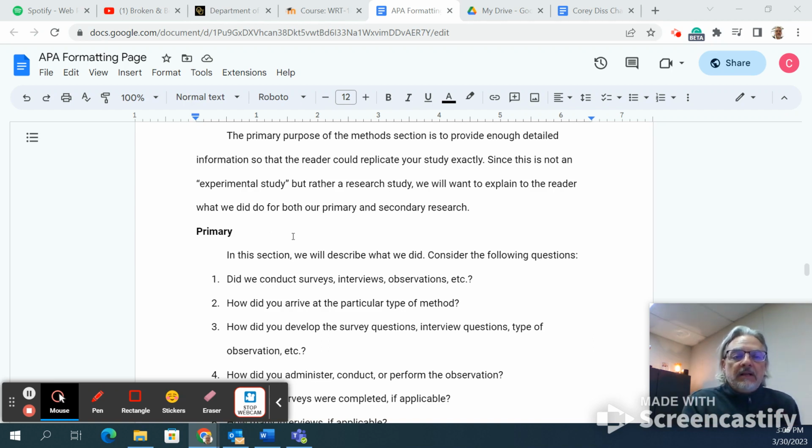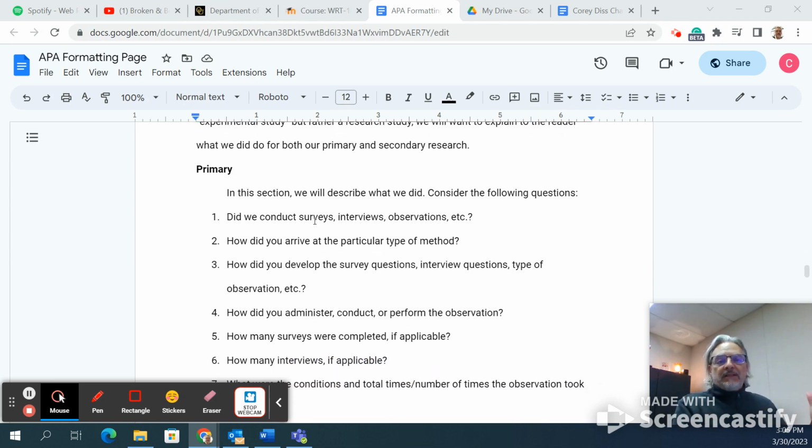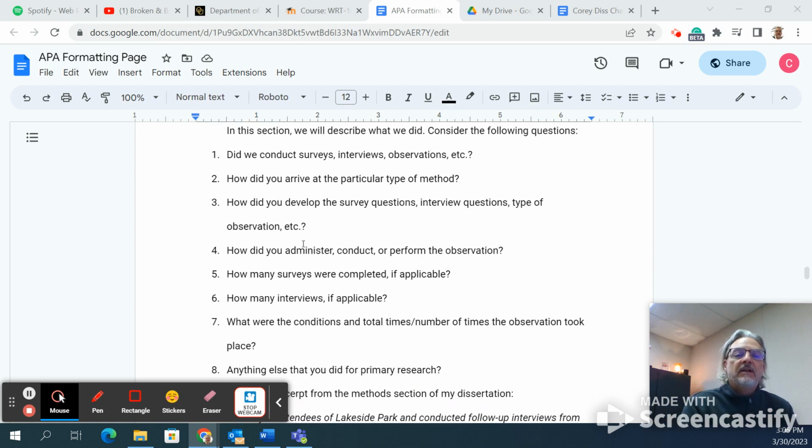So in this section, in addition to just saying we conducted a survey and we did this and that and the other, some of the details. Also an opportunity to talk a little bit about the methodology. Perhaps how did you arrive at that particular type of method? What informed your decision to do surveys? Why did you think it was perhaps a good idea? And then we get into a little bit more details. How did you develop the survey questions, interview questions, maybe the type of observations that you did, what led to that? How did you administer, conduct, or perform the observation?